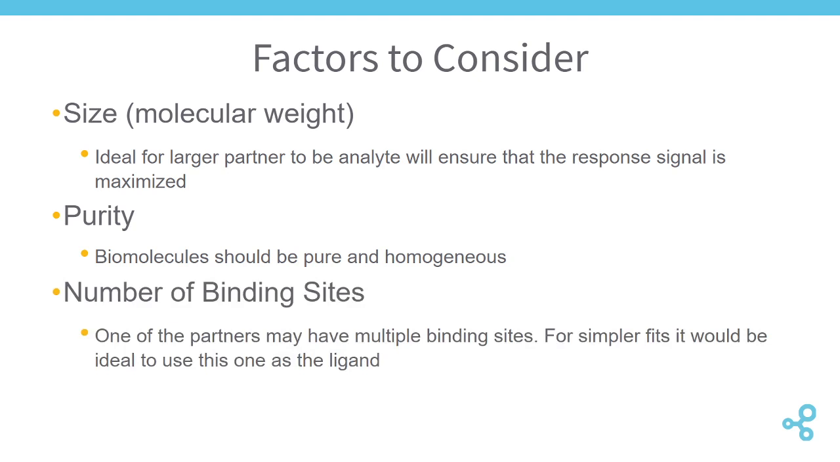The next factor to consider is how many binding sites each of these partners have. So if you have one binding partner that binds multiple substrates, then we would recommend that that binding partner is used as the ligand. The reason for that is it'll greatly simplify when we go to analyze this data and fit for our kinetic constants. We'll be able to use a simpler one-to-one fit or something of that nature, because the analyte in this case will be able to bind to multiple sites on that ligand, but since the analyte itself only binds once, it'll make for a simpler fit when we're going through the fitting.